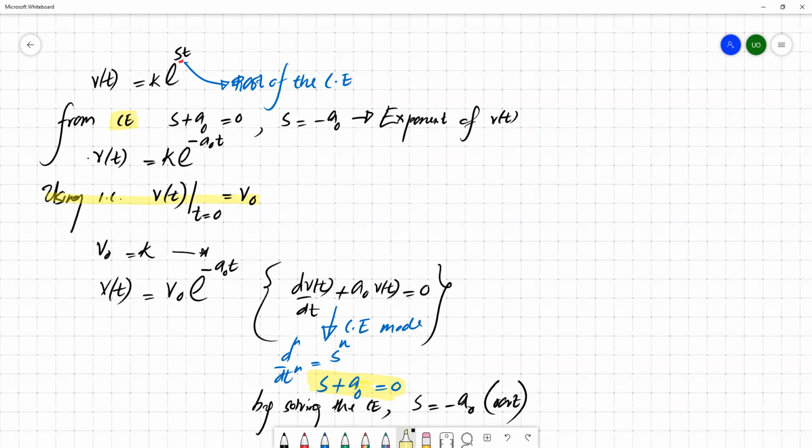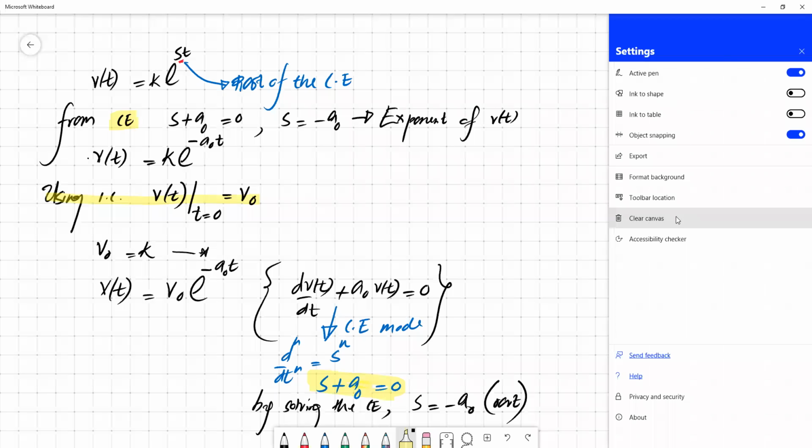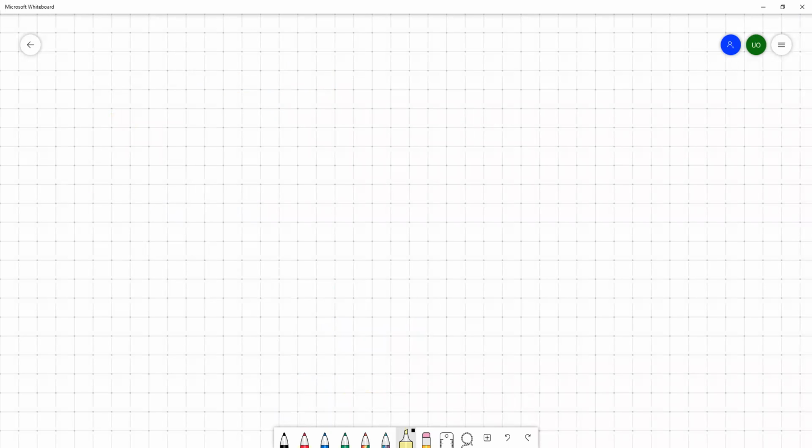You can easily get the exponent of the response by converting your original differential equation to its characteristic equation form, and solving this characteristic equation leads you to find the exponent term, the unknown constant s. So it's the root or roots of the characteristic equation. So we'll discuss one example, so then you may get a better idea.